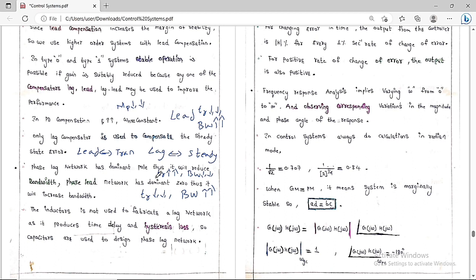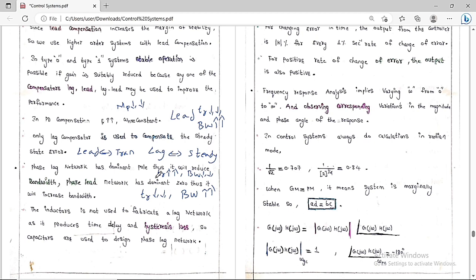This you always have to keep in your mind. Basically, we are not going to use inductors in the case of phase lead network as well as phase lag network, because with the help of inductors there will be a small amount of time delay as well as hysteresis losses. So because of this reason only, we are going to use only capacitors in the case of phase lead as well as phase lag.